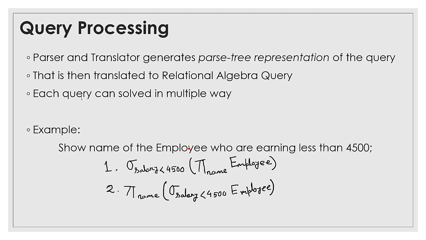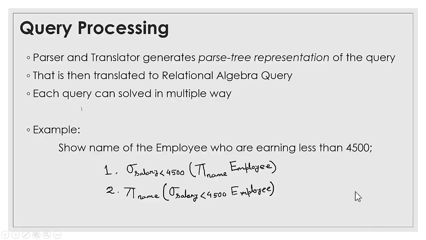This can be done using several relational algebra queries. In the first case, we are showing all the names where the salary is less than 4,500. In the next case, we are selecting those employees where the salary is less than 4,500, then we are showing those names. So the same query can produce two different relational algebra expressions.